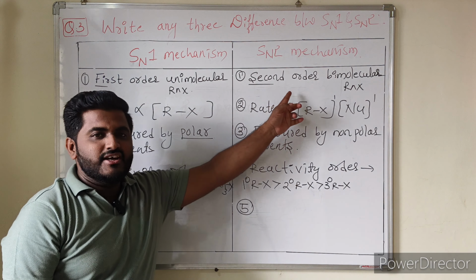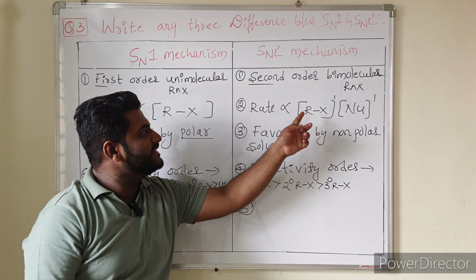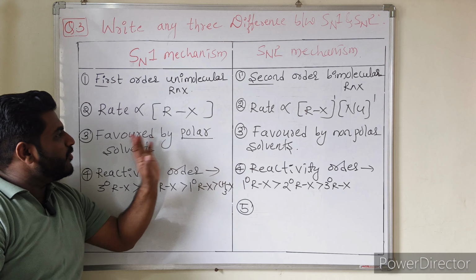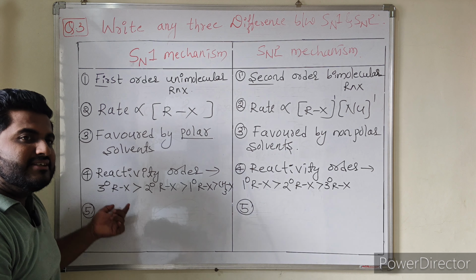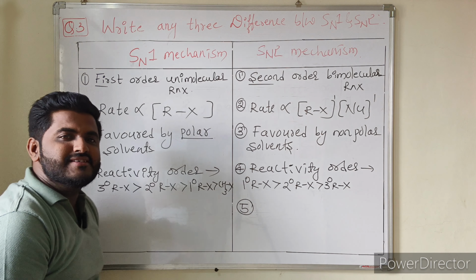To recap: SN1 is first order unimolecular, SN2 is second order bimolecular. SN1 rate is directly proportional to RX, SN2 rate is directly proportional to RX as well as nucleophile. SN1 is favored by polar solvent, SN2 by non-polar solvent. In SN1 reactivity order, tertiary is highest. In SN2, primary is highest.